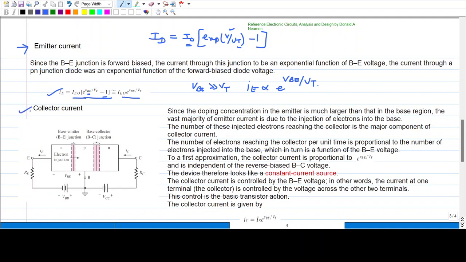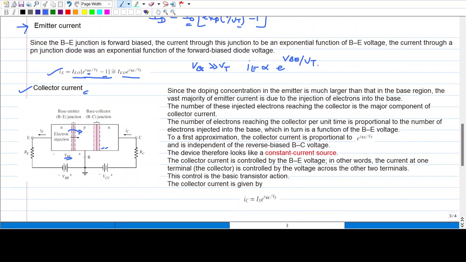The next is collector current. The amount of collector current depends upon the number of electrons that reach the collector. The number of electrons reaching the collector depends upon the number of electrons injected into the base. And the number of electrons injected depends again on the applied voltage. So what we can say is the collector current IC is also proportional to exponential of VBE by Vt.